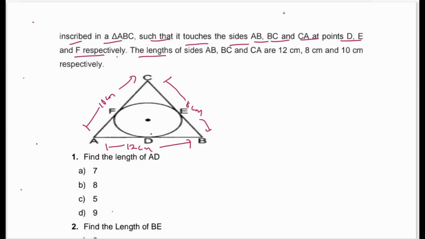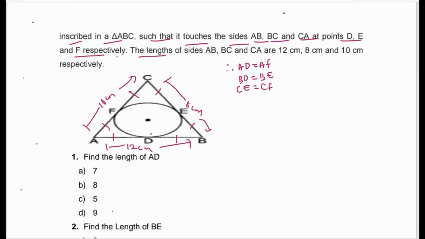To find the length of AD, the first thing is that the tangents drawn from a point to a circle are always equal. Therefore, we can write AD is equal to AF. Similarly, BD is equal to BE. Then CE will be equal to CF.